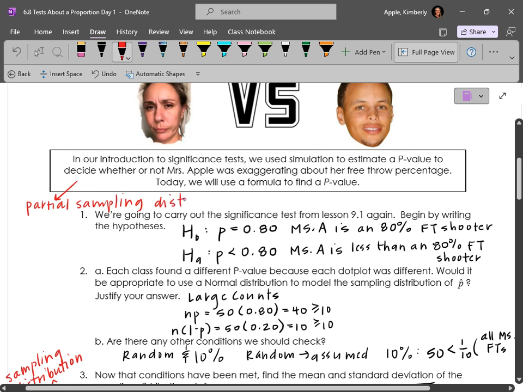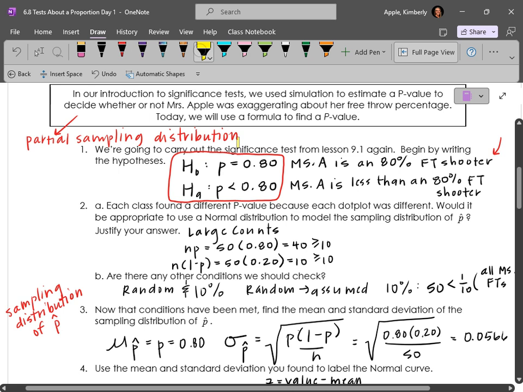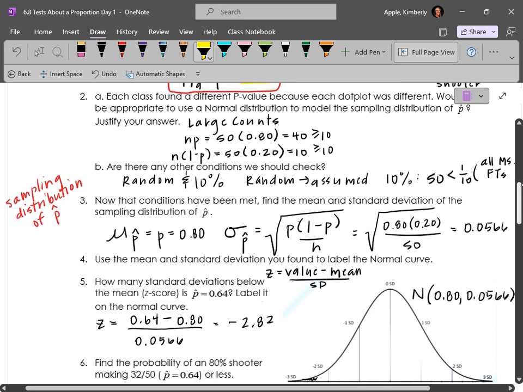So the hypotheses in words are here and in symbols are here. So this is kind of where we're trying to get to. And notice that we use the claimed value in both. One is equals and one is either less than, greater than, or not equal to.